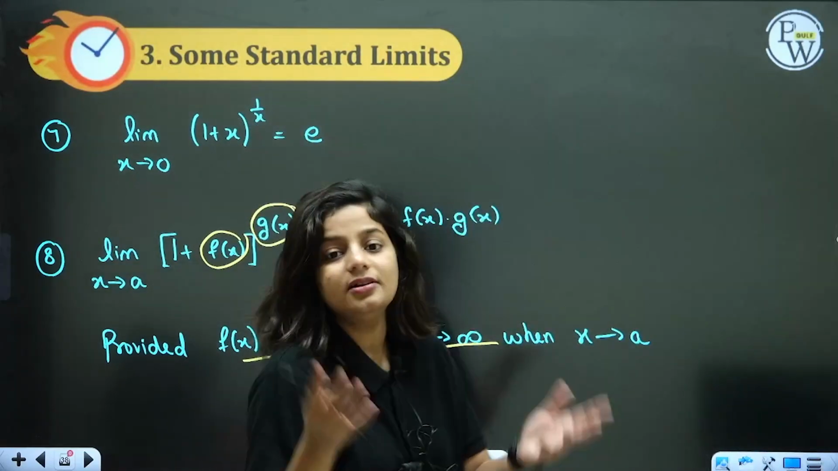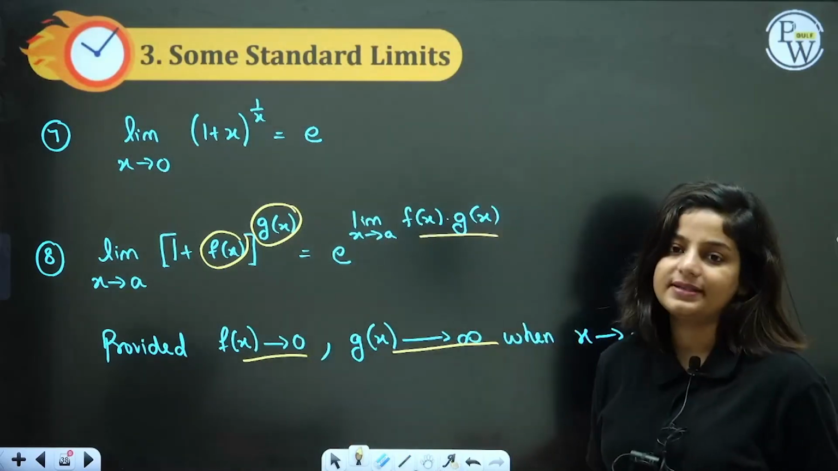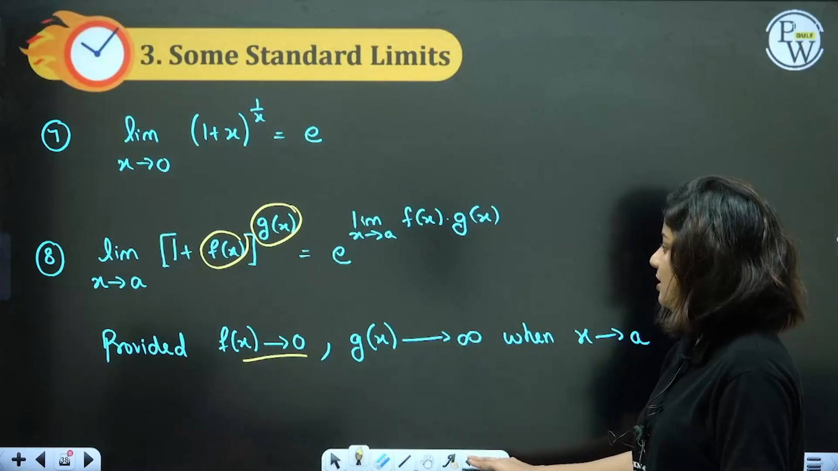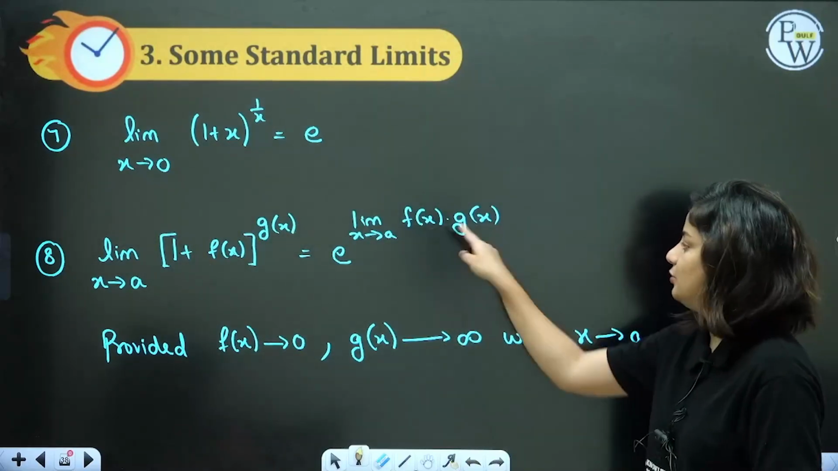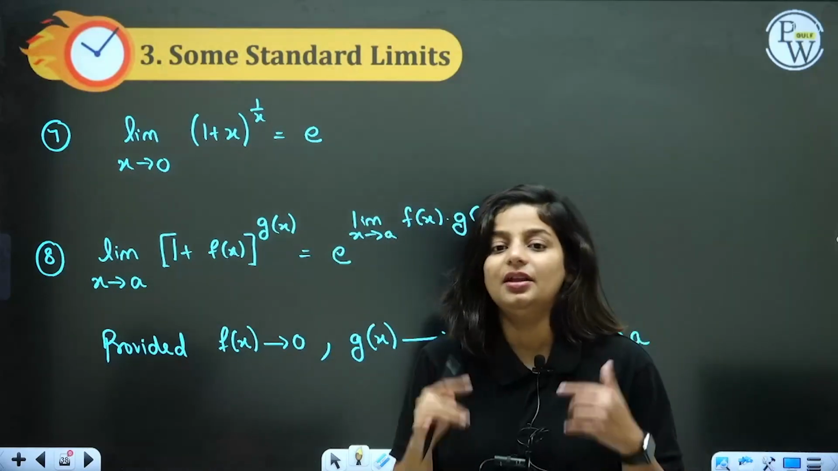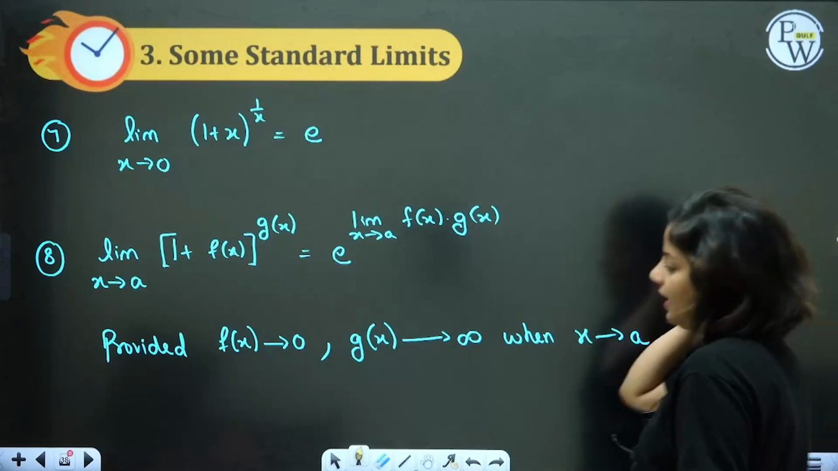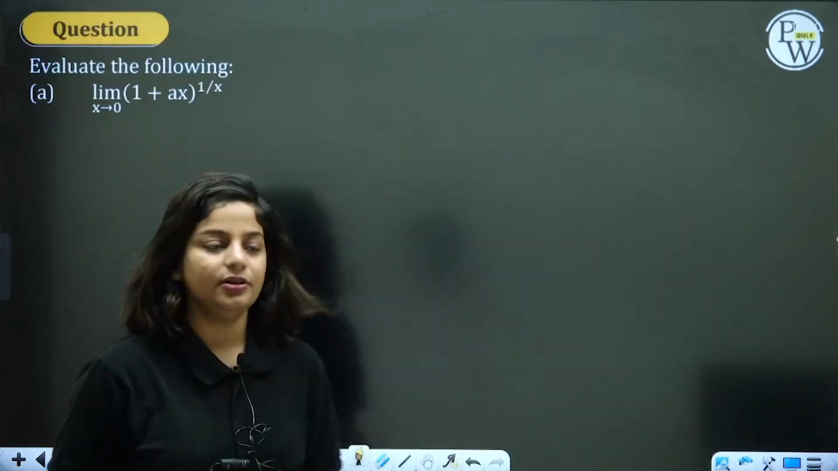What is the answer? e raised to limit x tends to a, f of x into g of x. That means you will multiply these two terms and take the limit in the power of e. Write this down and based on it, we have a question here.